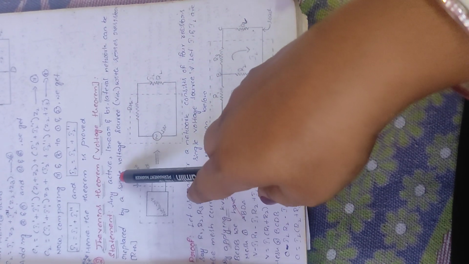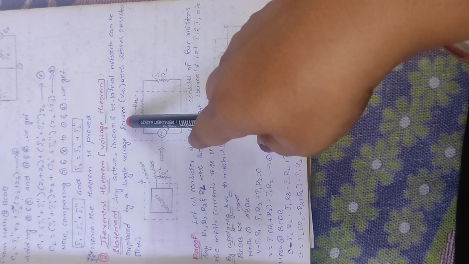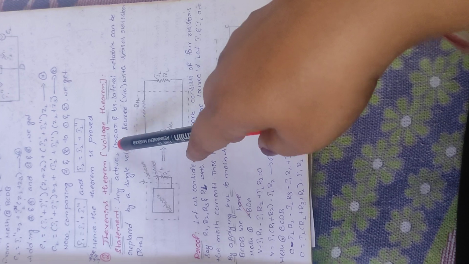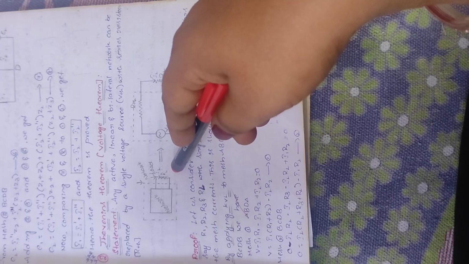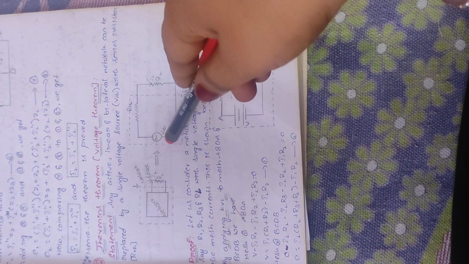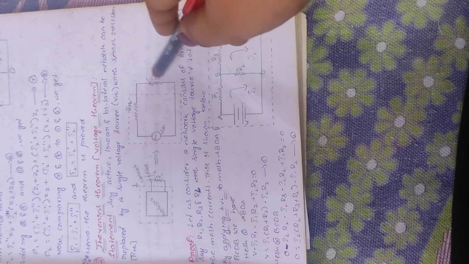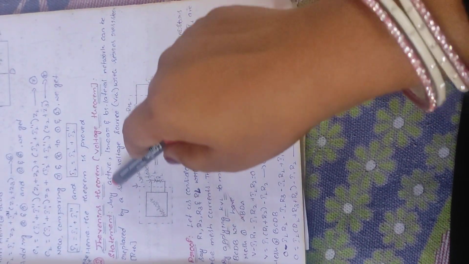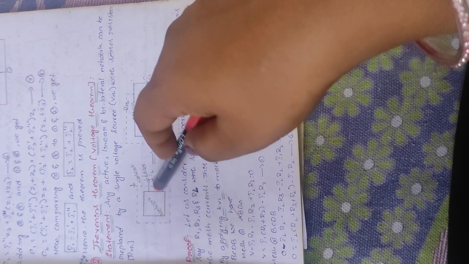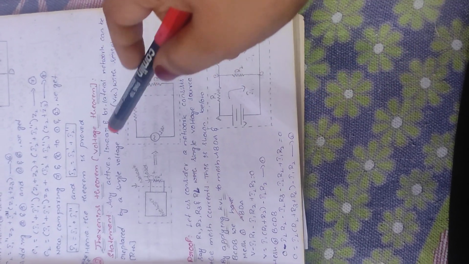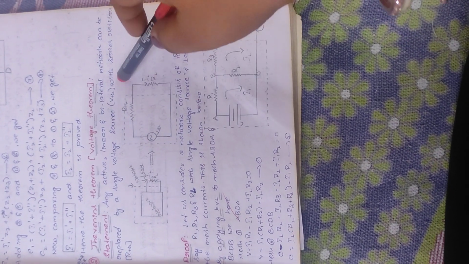Coming to the statement, any active linear and bilateral network can be replaced by a single voltage source with series resistance. That is, if any network consists of any type of resistances and any type of voltage sources, it will be replaced by a single voltage source and also a single resistance. This is nothing but the Thevenin's equivalent circuit. This is the normal circuit which consists of the resistances and also the voltage sources. This circuit will have the same current when compared to Thevenin's equivalent circuit. This is the theorem statement.